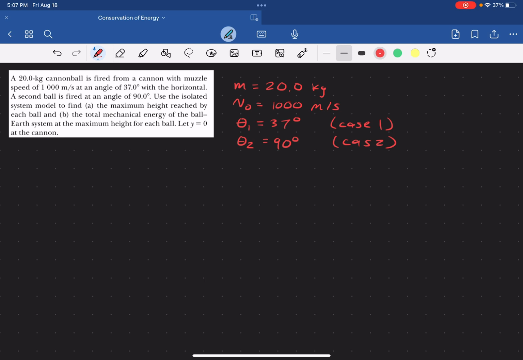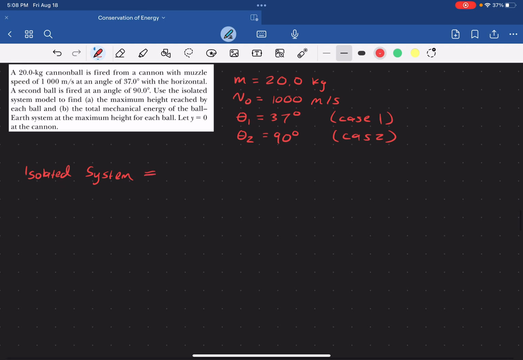Alright, now first thing we need to consider is this is an isolated system, meaning there's no energy transfer across the system boundary. Or, as an equation, you could say that the change in energy of the system is equal to 0, or it's conserved. Let's think about the system. It's a ball-earth system.